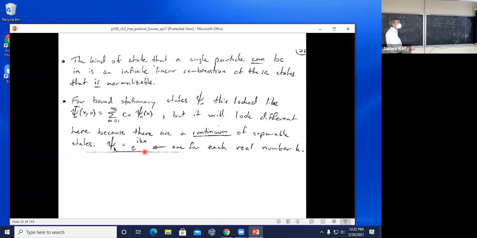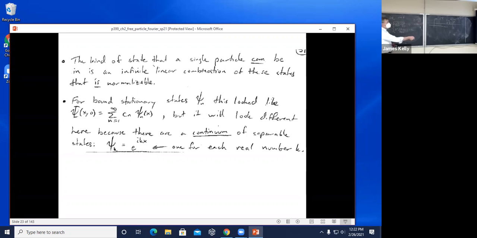I haven't put in the time dependence there, right? There's one for each real number k. k doesn't have to be discrete. Up here, the energies were discrete. But down here, the energies are continuous. We said the energies are h bar squared k squared over 2m, where k is anything between minus infinity and infinity. So k is a continuum.